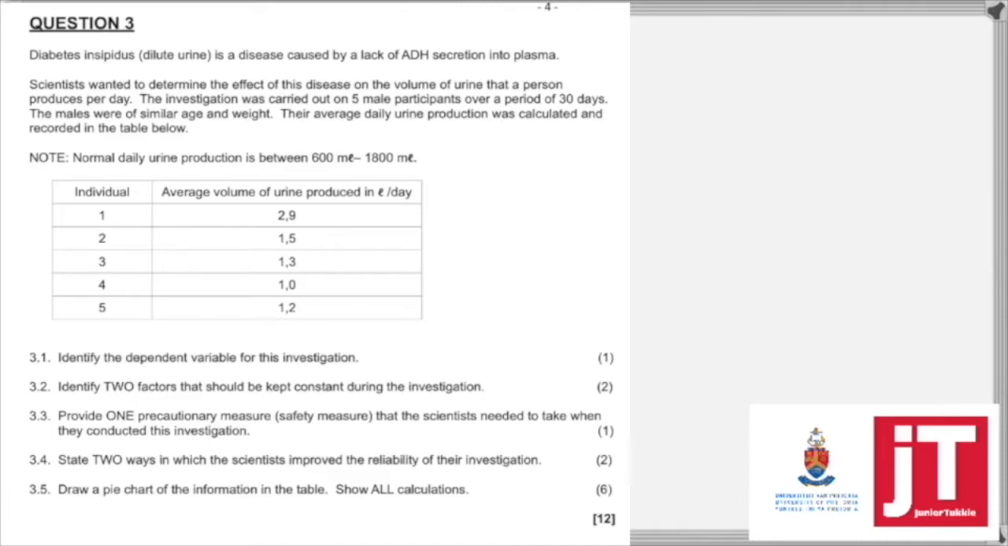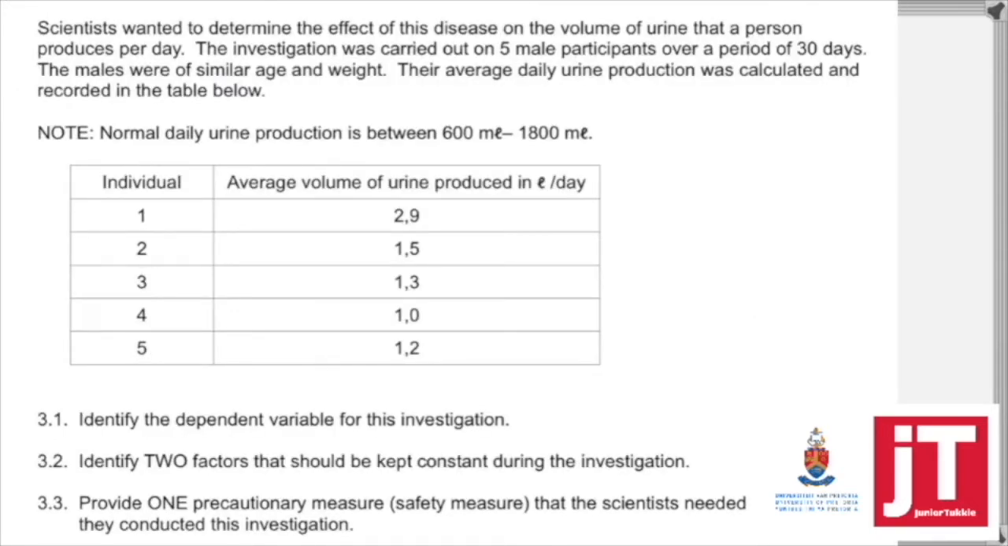Diabetes insipidus, dilute urine, is a disease caused by a lack of ADH secreted in the plasma. Scientists want to determine the effect of this disease on the volume of urine that a person produces per day. The investigation was carried out on 5 participants over a period of 30 days. The males were of similar height and weight. The average urine production was calculated and recorded. As you look, the results are in the table below. There's your table. All right, let's get down to the questions.